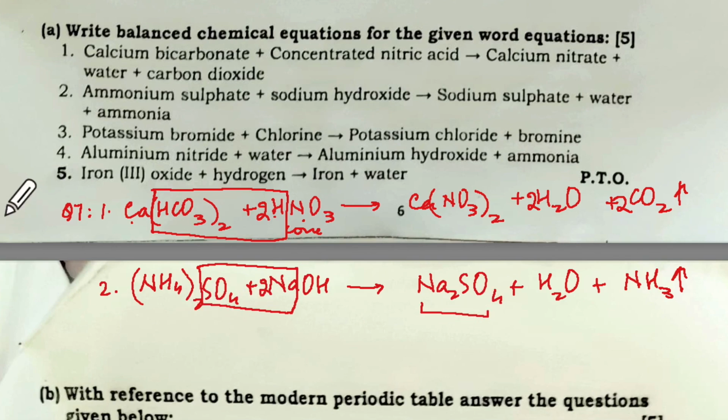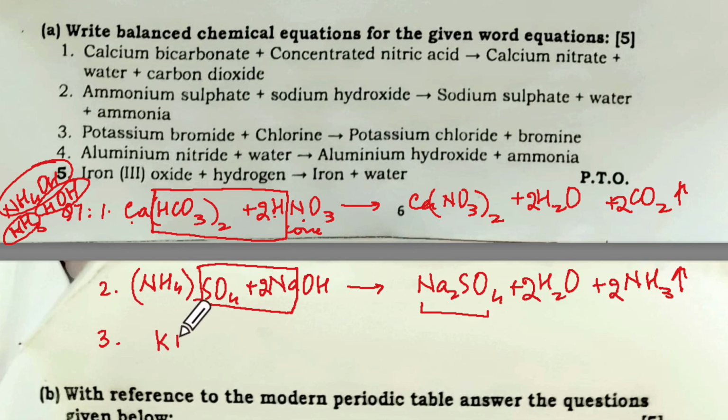Now remember your NH4OH. What did I tell you? It is NH3 and HOH, correct? That means water and NH3 from one molecule. How many NH4OHs do you see? 2. So 2 water, 2 NH3. Would you get the marks?